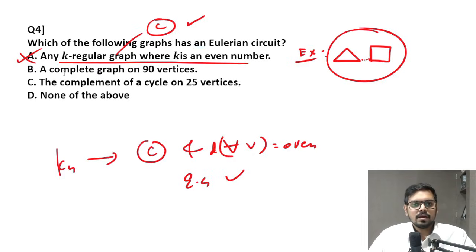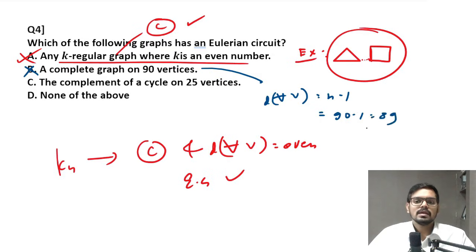Option B, a complete graph of 90 vertices is definitely not Eulerian. Reason is, in a complete graph, all the vertices have degree n minus 1. So here 90 minus 1 is 89. So degree is odd. Whenever you get odd degree, those graphs are never Eulerian. Now come to C and D. If C is correct, D is incorrect. If C is incorrect, D is correct.